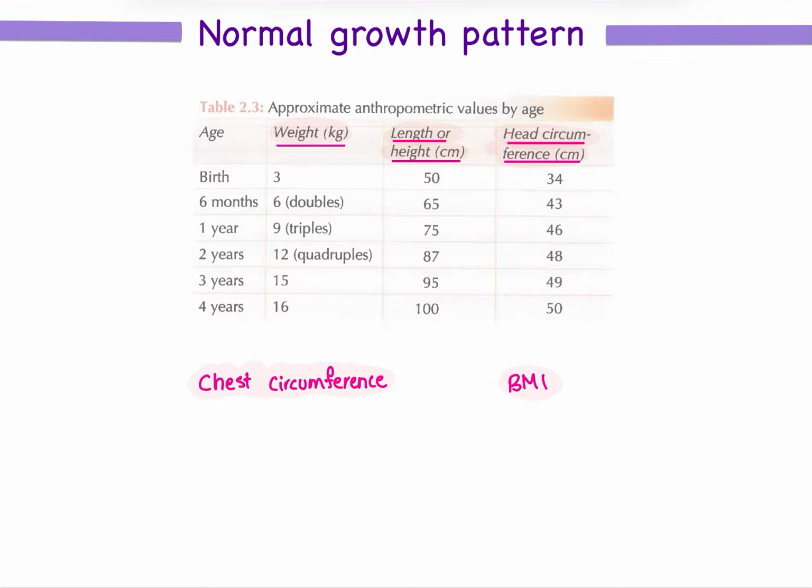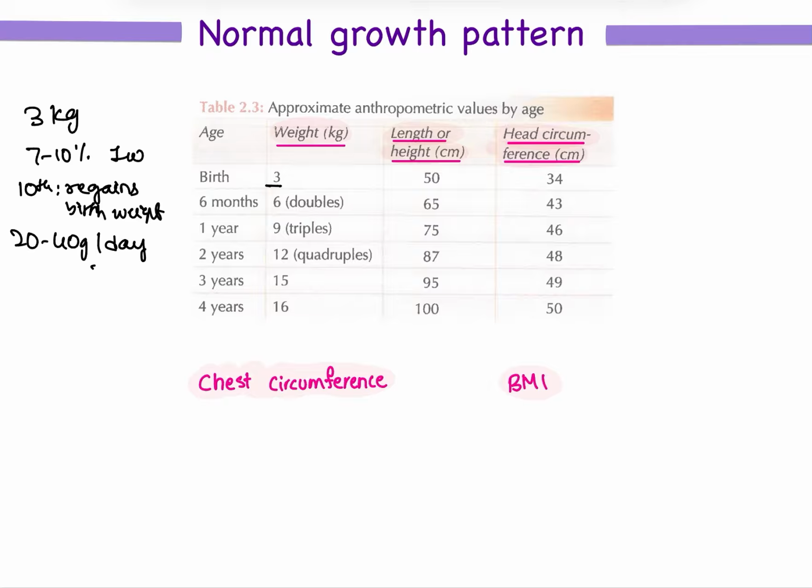Normal growth pattern. We shall see the normal growth pattern in relation with various anthropometry. First is weight. The birth weight of a baby is 3 kgs normally. Then he loses 7 to 10% weight in first week. At 10th day, he regains the birth weight. Then the baby grows at 20 to 40 grams per day up to 3 months. Then from 3 months to 1 year, the baby grows at 400 grams per month.